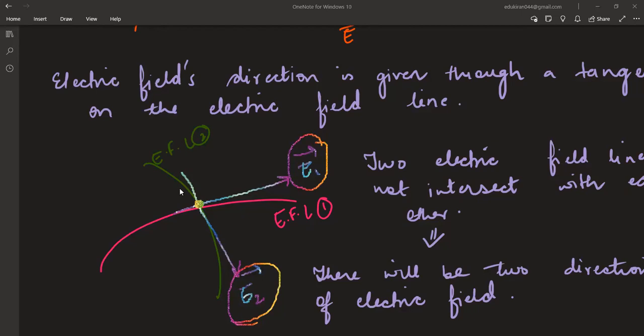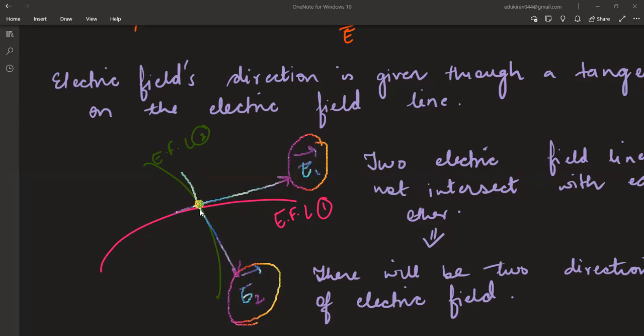It is for the same charge only, because when we are talking about this point, only one charge is present. Right, we are talking about this charge. Two electric field lines can cross each other, but they cannot intersect. Crossing means they are actually not intersecting.